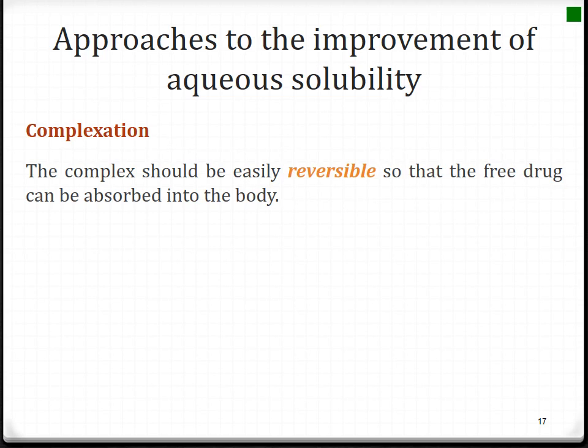Of course, it is also important to ensure that the complex is easily reversible. If the binding of cyclodextrin to the drug is irreversible, then the drug cannot be released to be absorbed by the body.